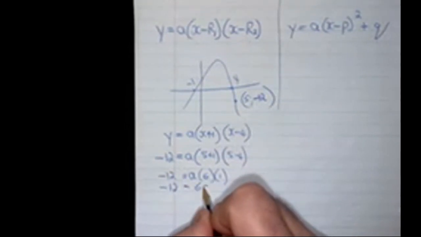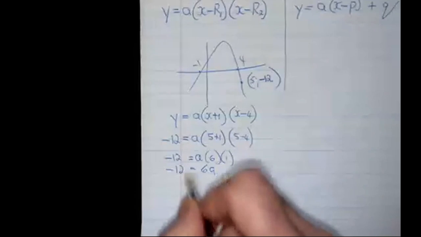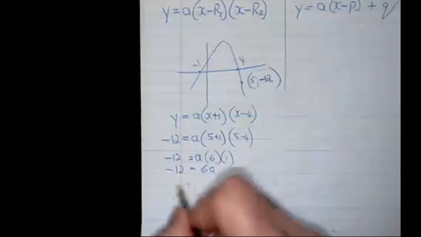That's 6. Can you guys see? 6a. And so we divide, so we get minus 2. Yay. It's a negative number. Thank goodness for that. So let's put the minus 2 back where it belongs. You see, a is minus 2. So follow my hand. a is minus 2. There it is. So minus 2 (x plus 1)(x minus 4). There we have the equation of the parabola.